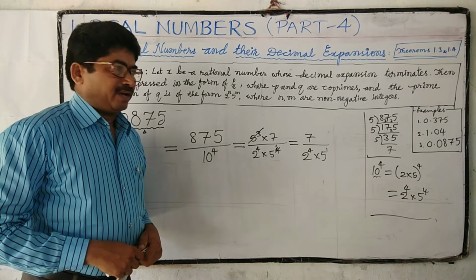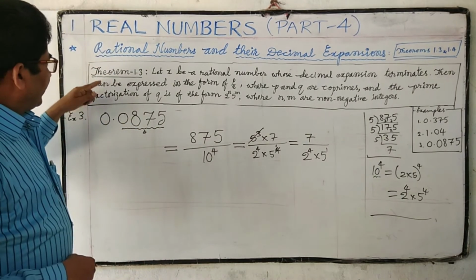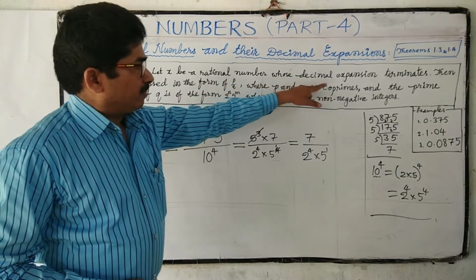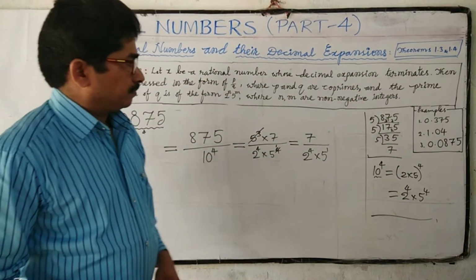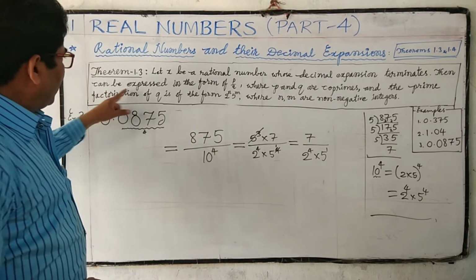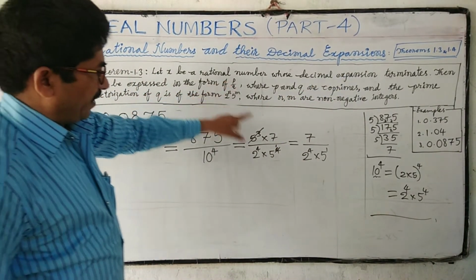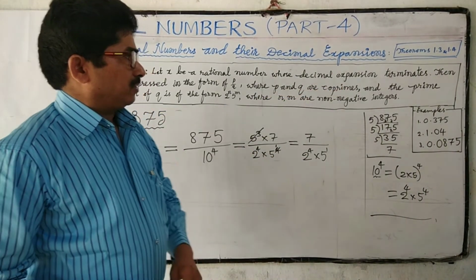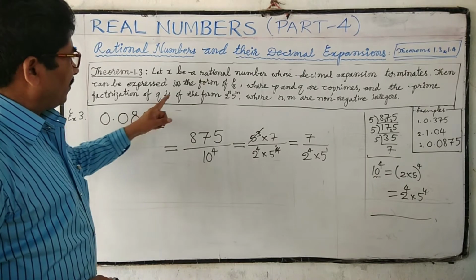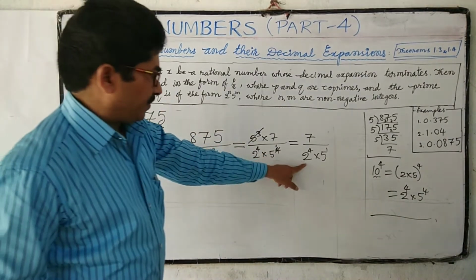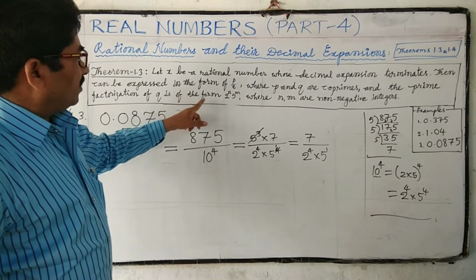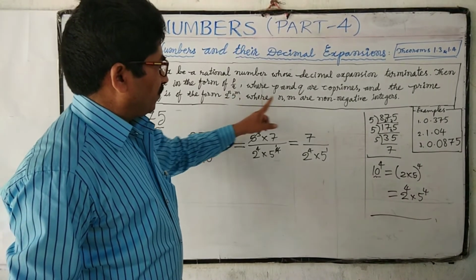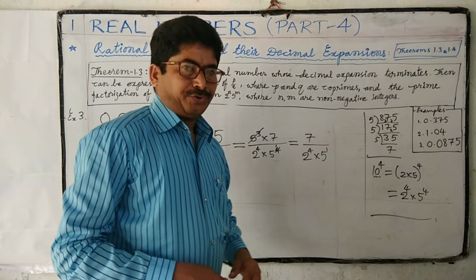That's why we can say, let x be a rational number whose decimal expansion terminates. Then x can be expressed in the form p by q, where p and q are co-primes, and the prime factorization of q, meaning the denominator, is of the form 2 power n, 5 power m, where n and m are non-negative integers.